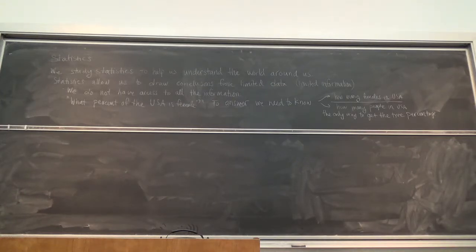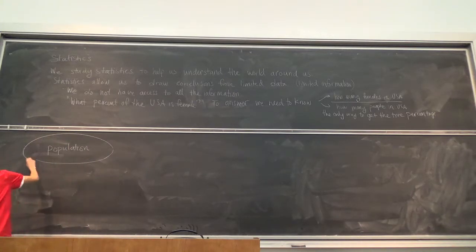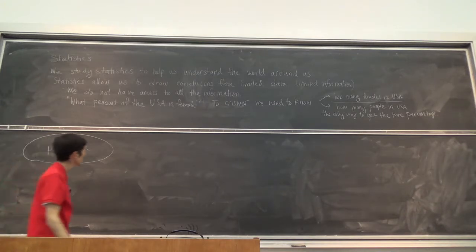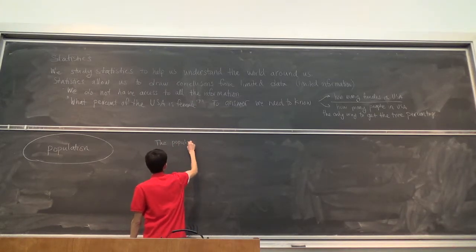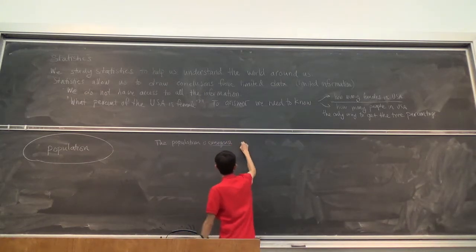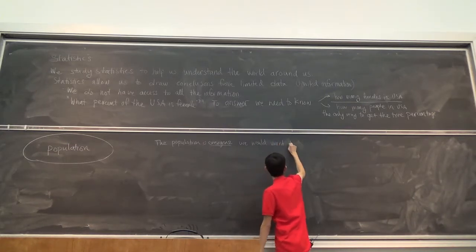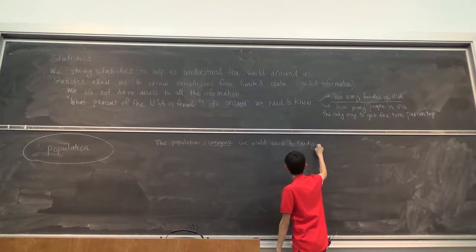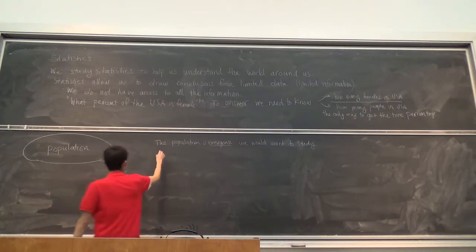So statistics, again, allows us to draw conclusions from limited data. And the idea here is that we have something called a population. The population is everybody who we want to study. Population is too big for us to directly study.